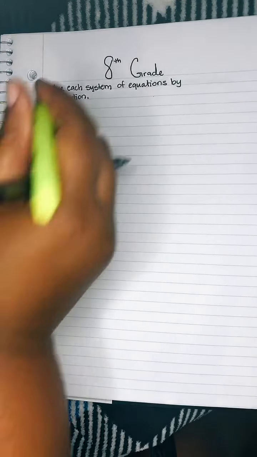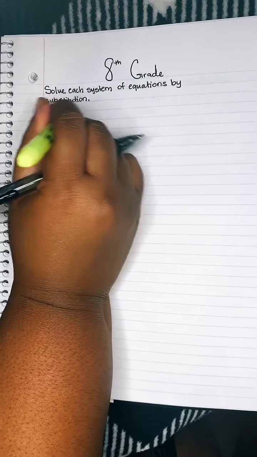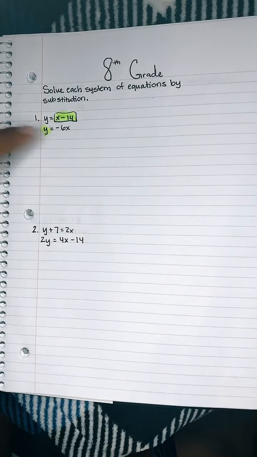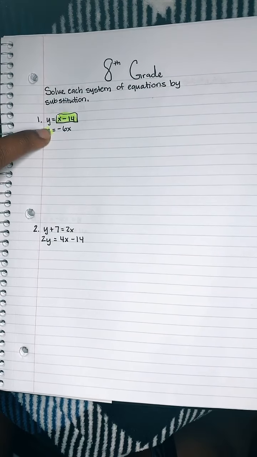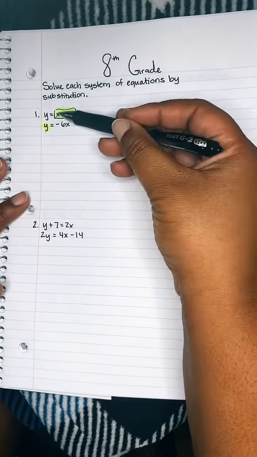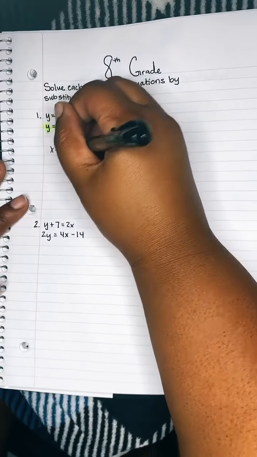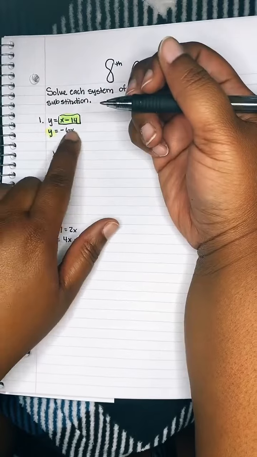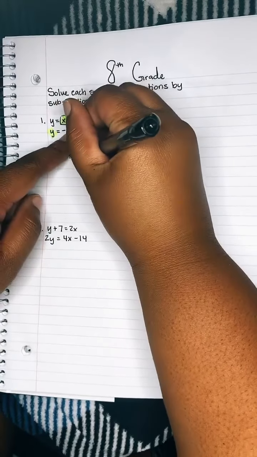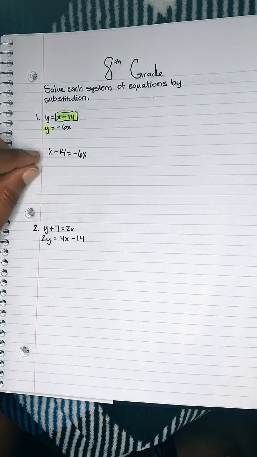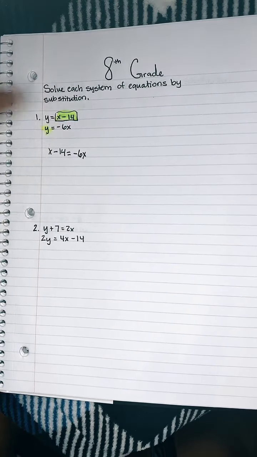Because what I'm going to do is plug in this box for this y. I'm substituting this in for this y. So how I'm going to write this is x minus 14 equals the rest of this equation, negative 6x. So this is the really hard part because it's like, oh, which one do I do?